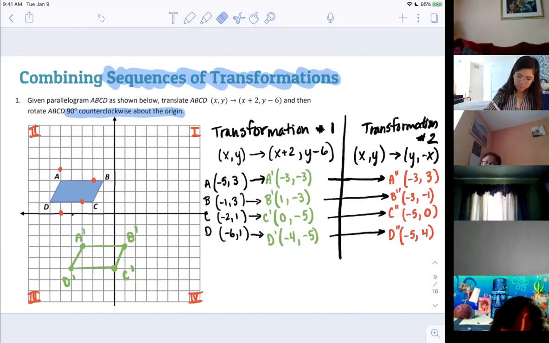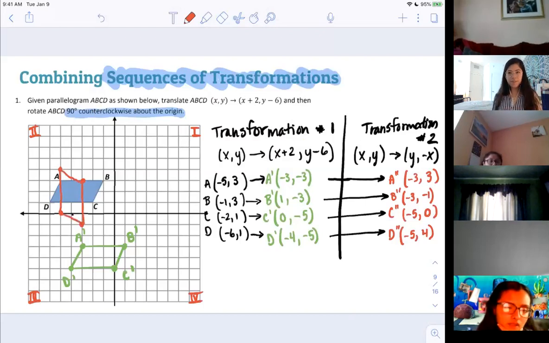Hold up. I think we might have gone the wrong way. Oh, that was a turn, right? Wait. Did we go the right way or the wrong way? What happened? No, we went the wrong way. Yeah, we went the wrong way. We went this way. That's clockwise, and it was supposed to be counterclockwise.